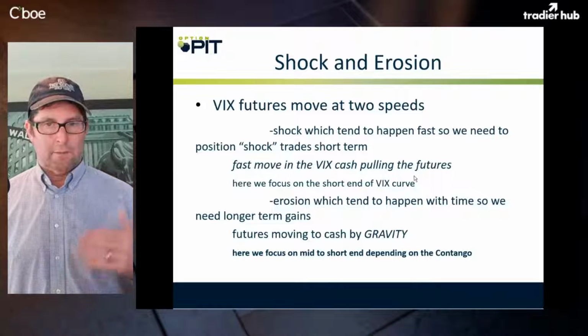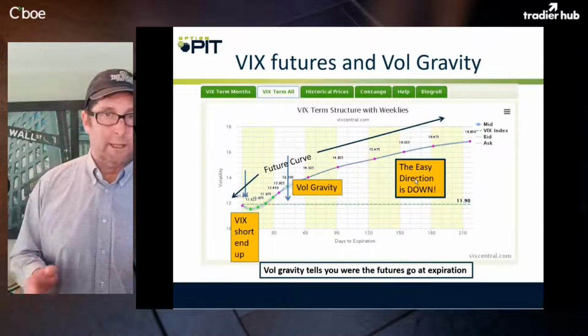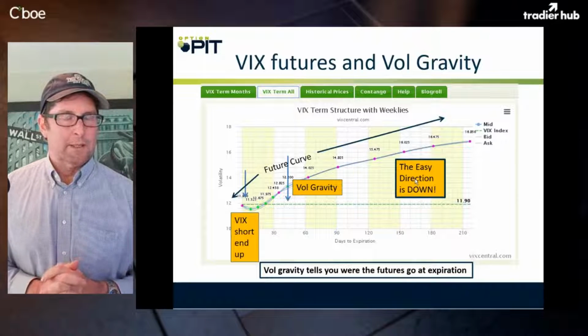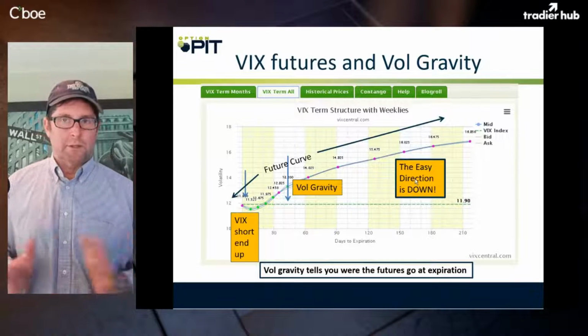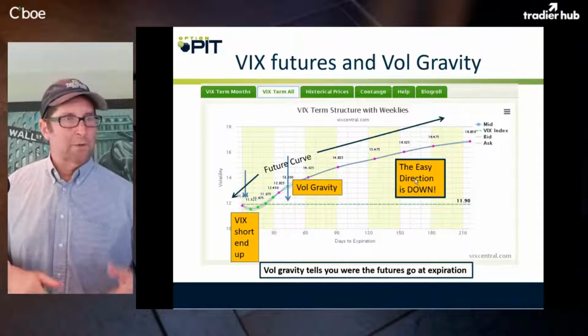Now here, again, we're focusing on which way things are going. So now when we look at a contango curve again and what vol gravity is, my students always ask me, what's moving, the VIX or the futures? Well, the futures are always moving to the cash.